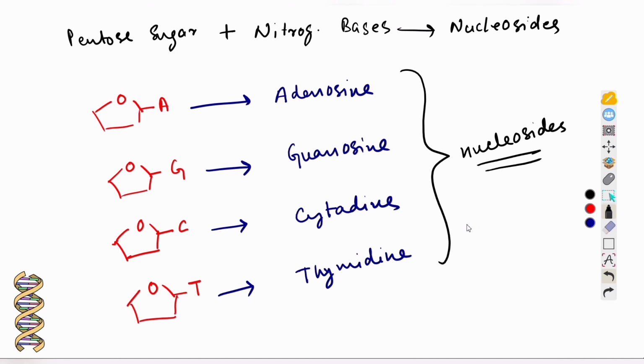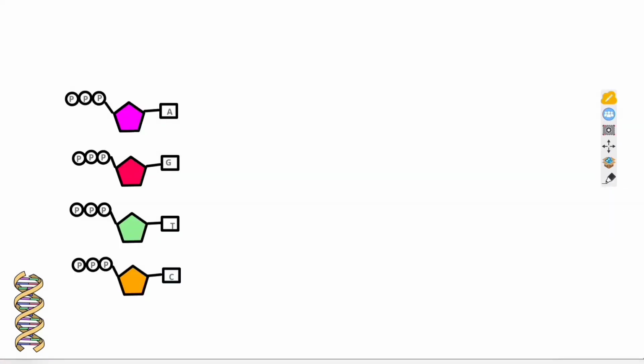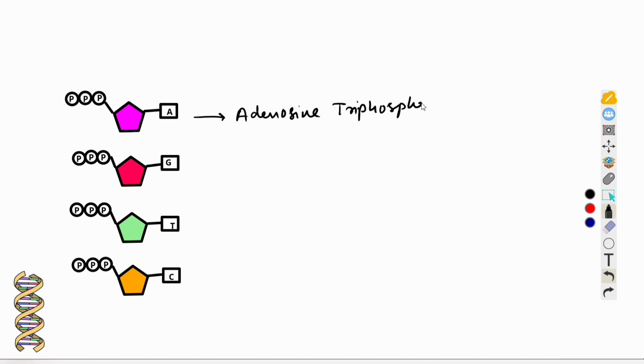But DNA is made up of nucleotides. Now, how does a nucleoside form nucleotides? When a phosphate group is added to a nucleoside, a nucleotide is formed. See, this is a nucleoside, and when attached with the phosphate, it will form what? Adenosine triphosphate. It is known as adenosine triphosphate.